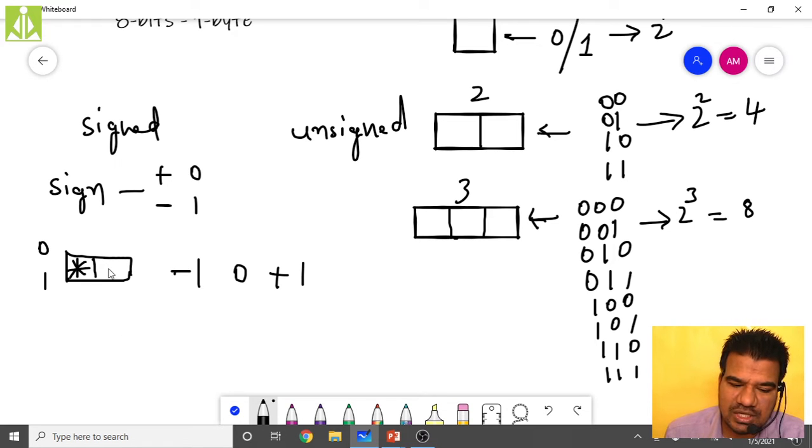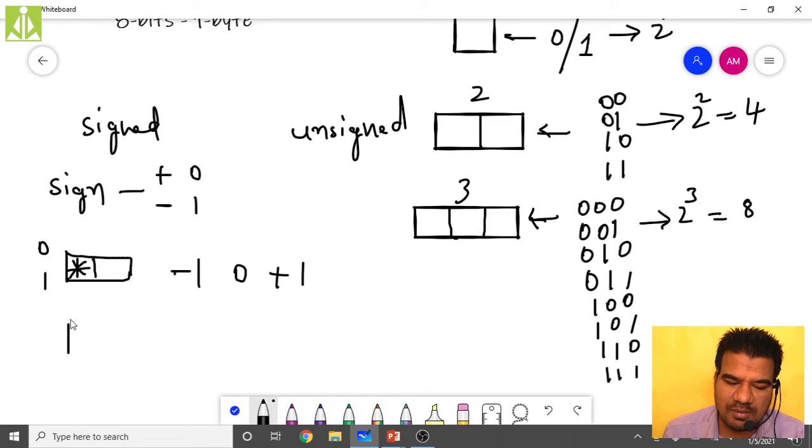We can store either 0 here. 0 indicates both positive and negative, because we are not going to have any negative 0, isn't it? So positive, negative, same thing. If you store 0, it will indicate 0 only. But when you store 1, you can have 0 1, that is positive 1, and 1 1, that is negative 1, likewise.